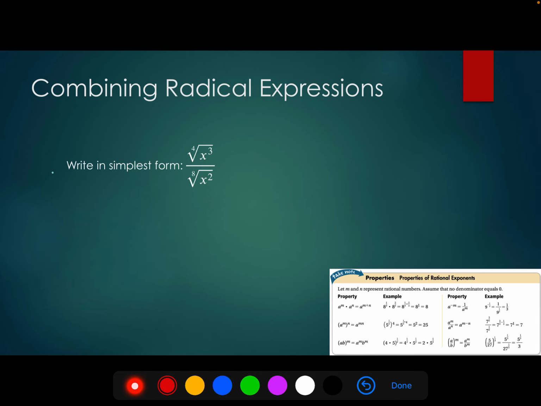So first, we can say that this is equal to, well, in our numerator we'll have x, and then remember our power, that's the numerator. So this is x to the 3, and then our index is our denominator. So this is x to the 3/4 power, and this is being divided by x, our power here is 2, so that's going to go in our numerator, and our index is 8, so that's going to go in the denominator. So we have x to the 3/4 power over x to the 2/8 power.